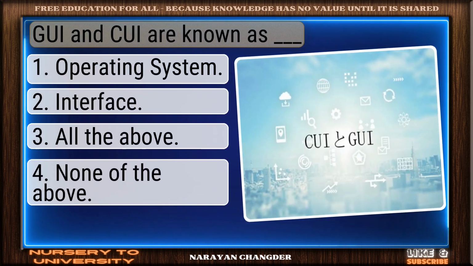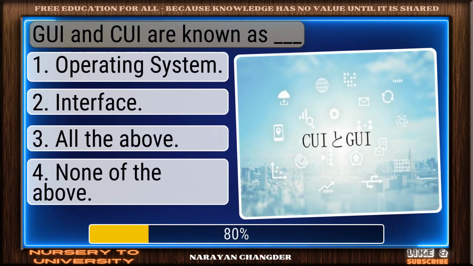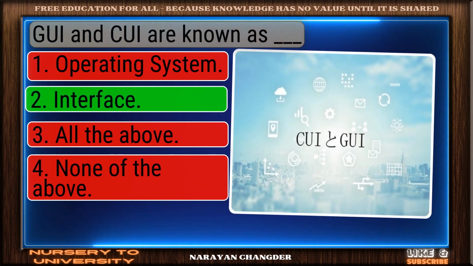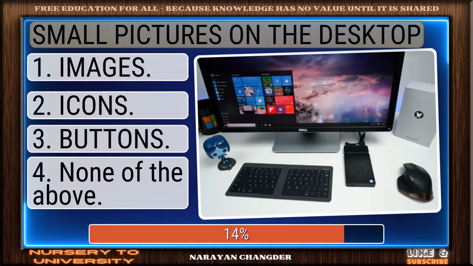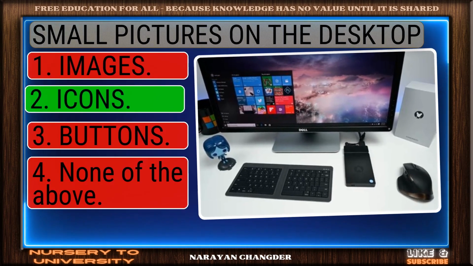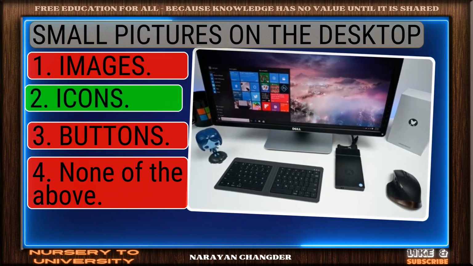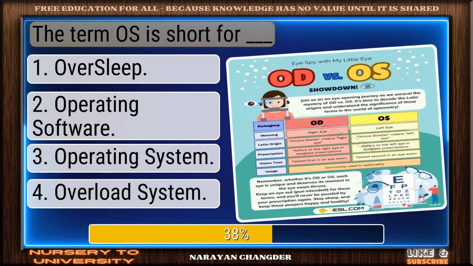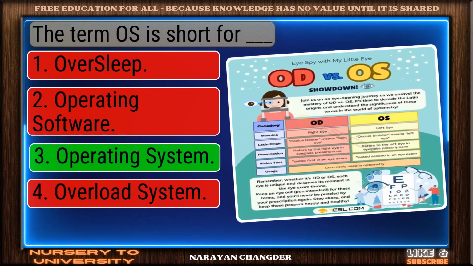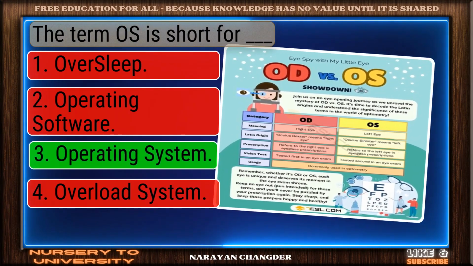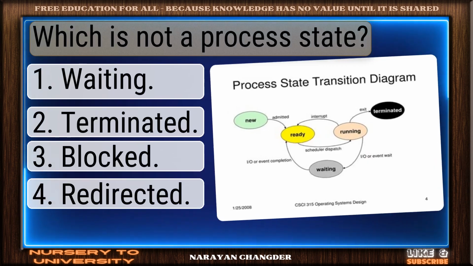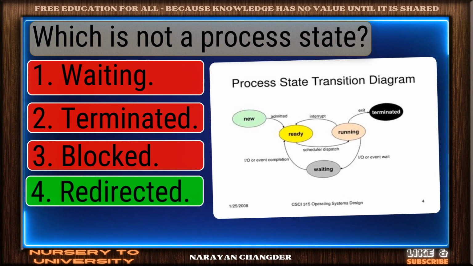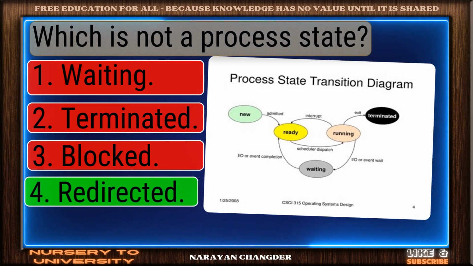GUI and CLI are known as Dash. Good thinking. Interface is the right answer. Small pictures on the desktop. Great thinking. Icons is the right choice. The term OS is short for Dash. Solid response. Operating system is a valid choice. Which is not a process state? Nicely done. Redirected is a solid answer.